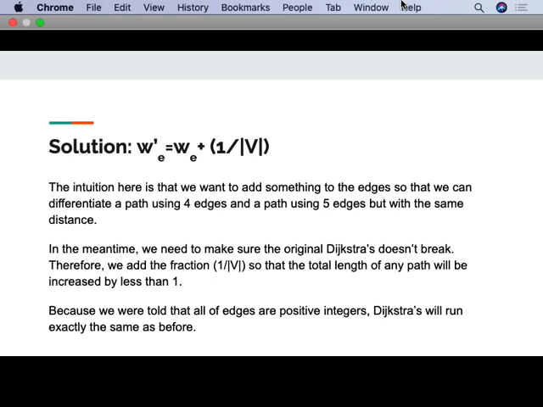Did I see your question? Yeah. I still don't quite understand why this thing needs to be bounded. Need to be 1 over v. Need to be bounded.